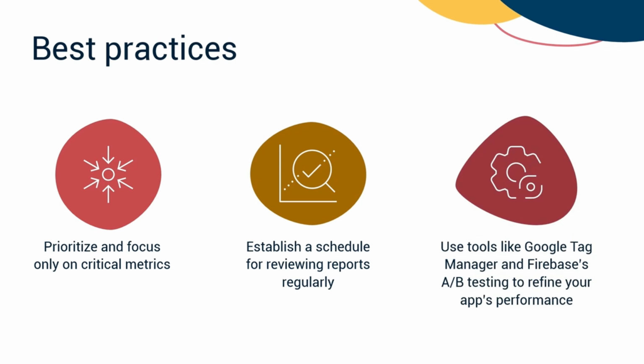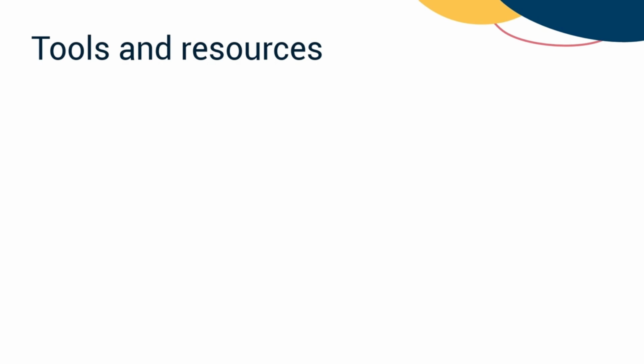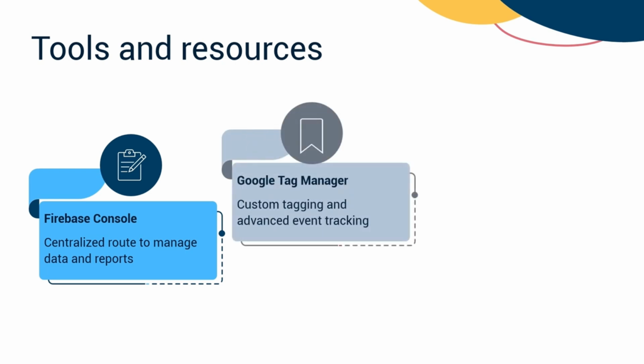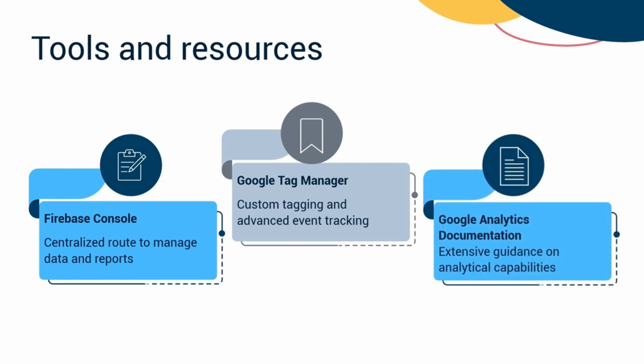Finally, use advanced tools such as Google Tag Manager for refined event tracking and Firebase's A/B testing features to refine your app's user experience. Let's look at the tools and resources you'll need to use Google Analytics effectively. First, the Firebase console is a centralized route to manage your data and reports. Then, there is Google Tag Manager for custom tagging and advanced event tracking. It enables precise measurement of user behaviors and interactions. Finally, there's Google Analytics documentation for extensive guidance on utilizing Google Analytics capabilities.